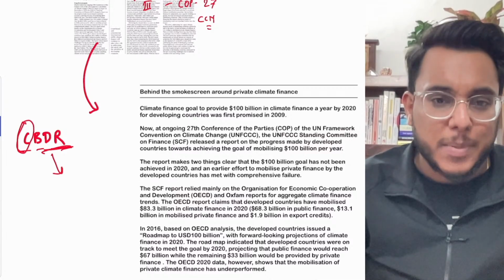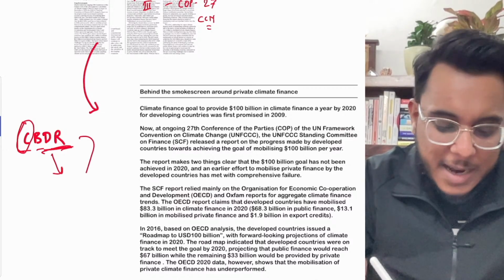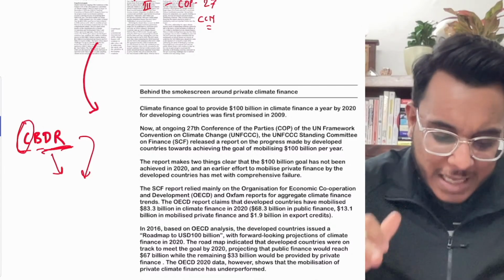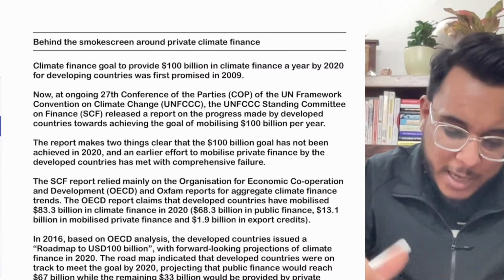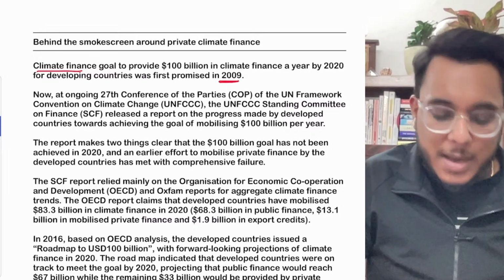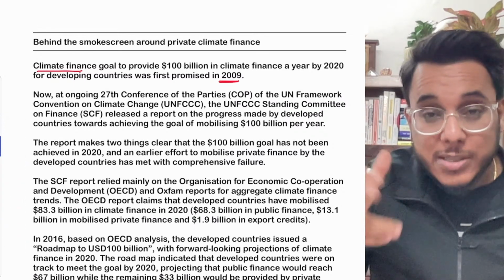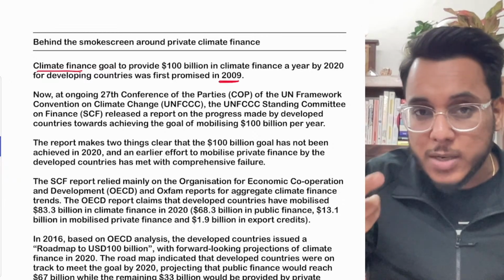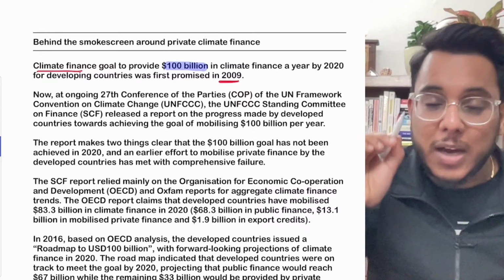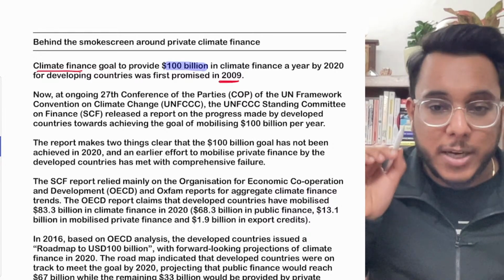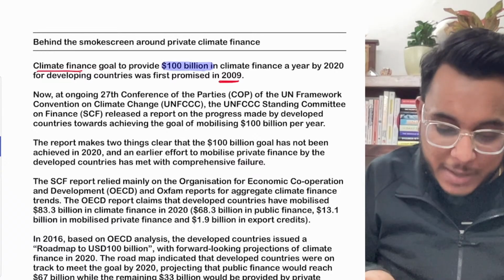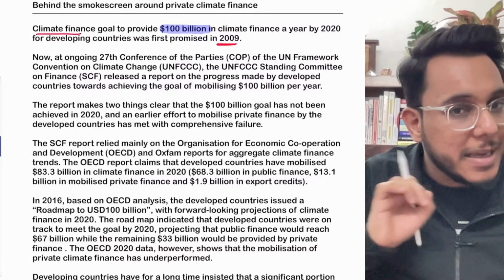So there is the CBDR, the principle of common but differentiated responsibility, and this principle is the core of all the climate change negotiations that are going on. And as a part of the CBDR, there was the goal of climate finance which was promised in 2009. In 2009, it was provided that because developed countries were the historical polluters, they will provide $100 billion in finance per year to the developing countries by the year 2020. Actually, before 2020, the $100 billion per year was to be provided. But up till now, this $100 billion per year has not come.